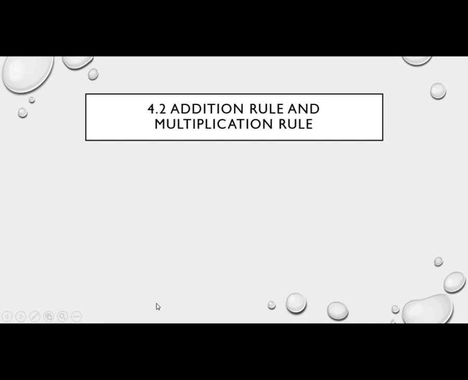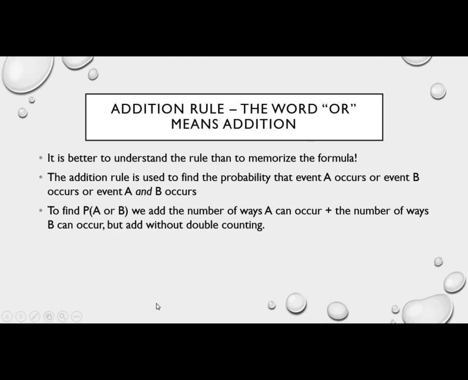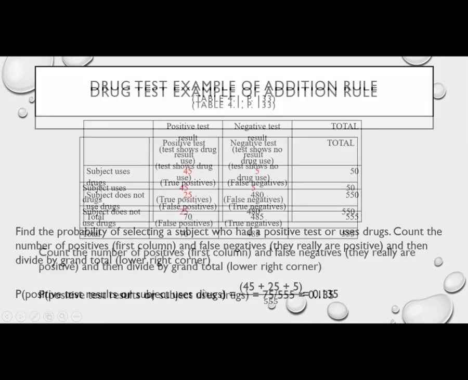All right, addition rule and multiplication rule. When we see the word or, it means addition. It's better to understand the rule than to memorize the formula. And I try to give you easy homework examples because it's really not important that you memorize this. The addition rule is used to find the probability that event A occurs or event B occurs, or that the events A and B occur. So to find the probability of A or B, we add the number of ways A can occur plus the number of ways B can occur, but we add without double counting.